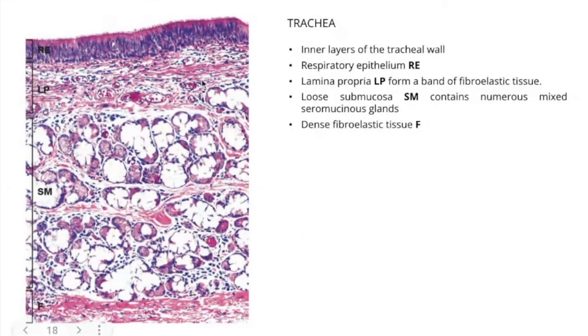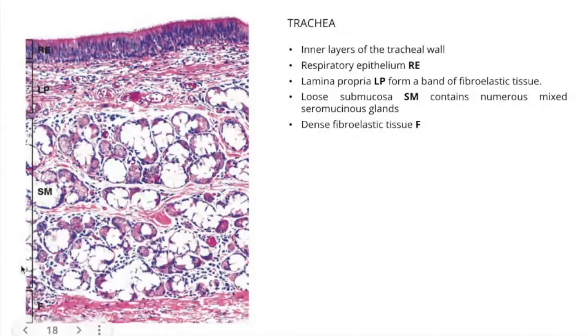And this is part of the trachea. So the inner layer of the trachea wall, and this is the respiratory epithelium. You can see there's some ciliated structure here, and lamina propria form a band of fibroelastic tissue, and also present the submucosa that contain numerous mix of seromucinous gland to produce the mucus. Okay, so mucus will help to trap any pathogens so that it will be flushed away from the trachea part by coughing or sneezing, okay, something like that. So that is the function of the mucus.